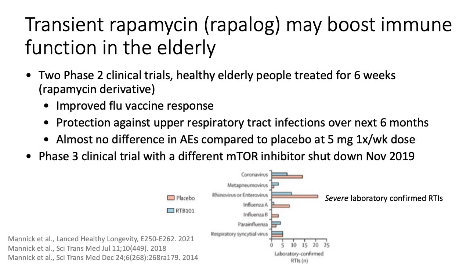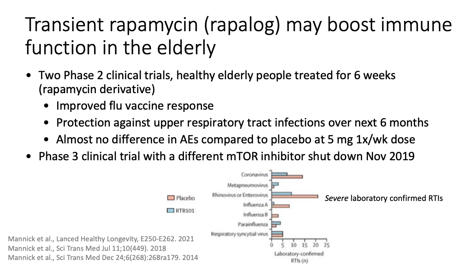The two phase two clinical trials, which were published in 2014 and 2018, used everolimus, which is a rapalog, right? It's a derivative of rapamycin. In the second study, they added in this second drug, which is RTB-101, which is that BEZ drug I told you about before, an ATP competitive inhibitor of mTOR. So it's not a rapalog. In both of those phase twos, they saw improvements in vaccine response in the people who got everolimus, or in the second trial, everolimus plus RTB-101.